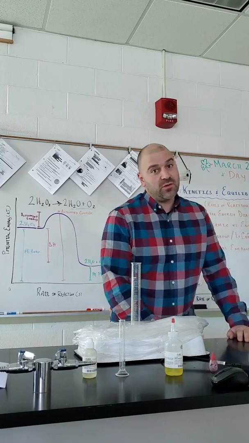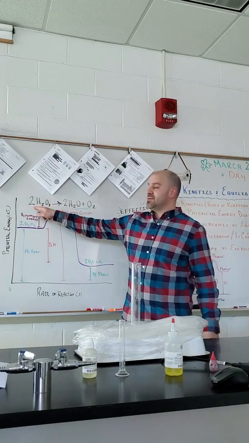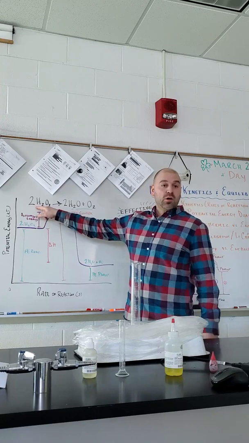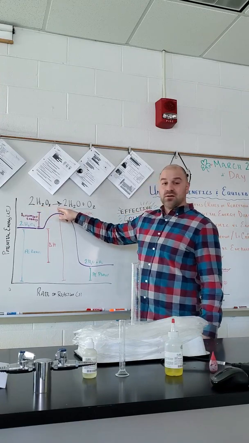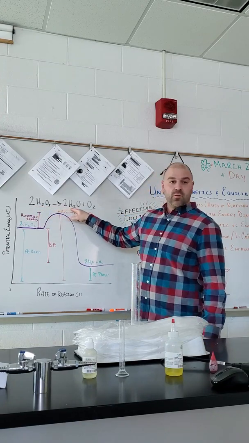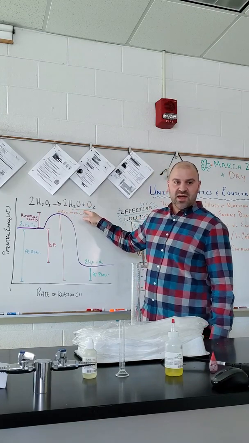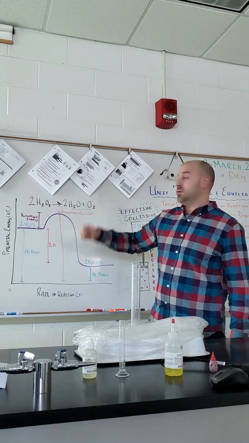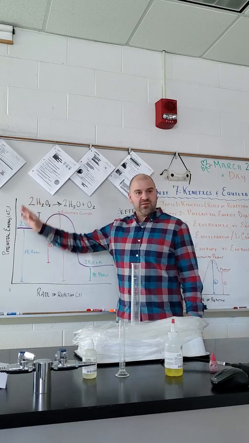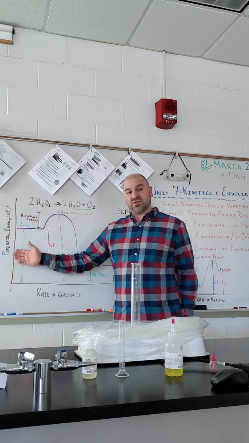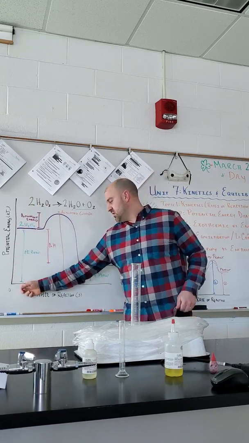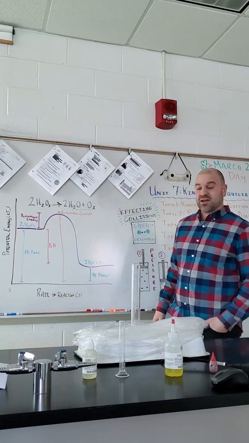Exothermic reaction. What's going on here? We're going to be analyzing this right here. You have 2 moles of H2O2 yields 2 moles of water plus oxygen gas, O2, diatomic molecule. In this reaction, the y-axis is potential energy in kilojoules. The x-axis is the rate of reaction.